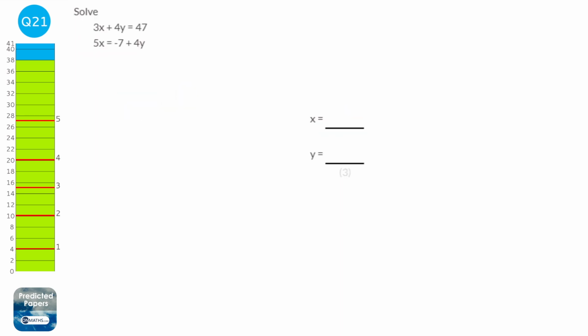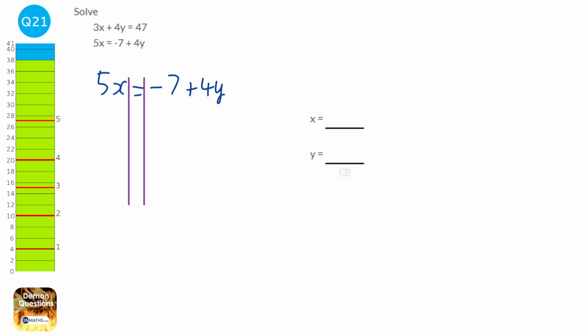So the first thing I notice is the second equation isn't really in the normal format for doing simultaneous equations. So I'm just going to rearrange it so that we have it where we want it to be. So the first thing I want is the x's and y's on the same side. In fact, all I need to do is take away 4y from both sides, and we get 5x minus 4y equals minus 7.